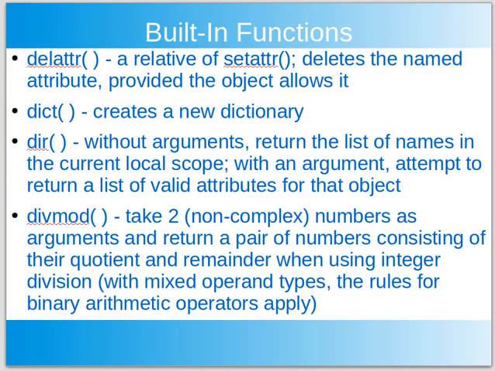Delattr, a relative of setattr, deletes the named attribute provided the object allows it. Dict creates a new dictionary. Dir without arguments returns the list of names in the current local scope. With an argument, it attempts to return a list of valid attributes for that object. Divmod takes two non-complex numbers as arguments and returns a pair of numbers consisting of their quotient and remainder when using integer division. With mixed operand types, the rules for binary arithmetic operators apply.